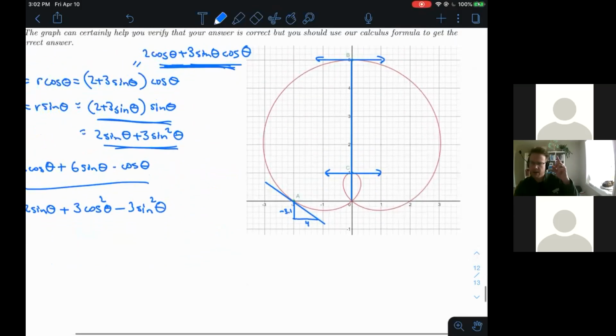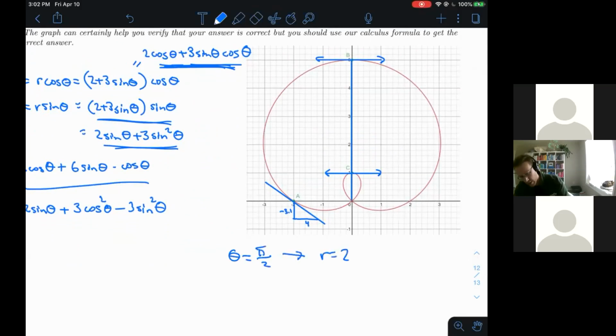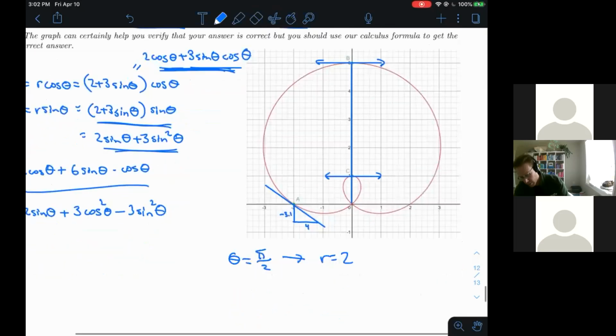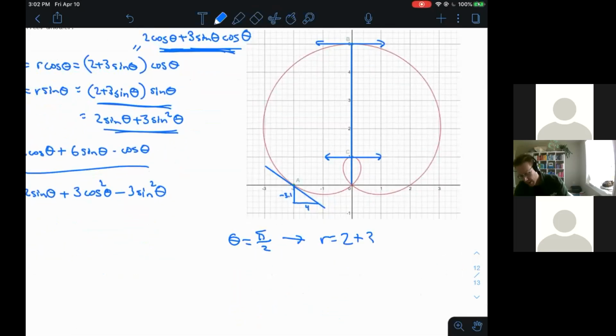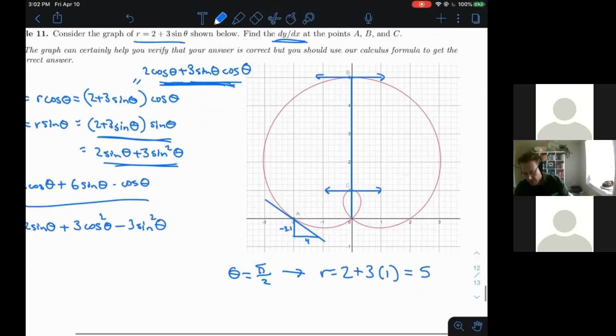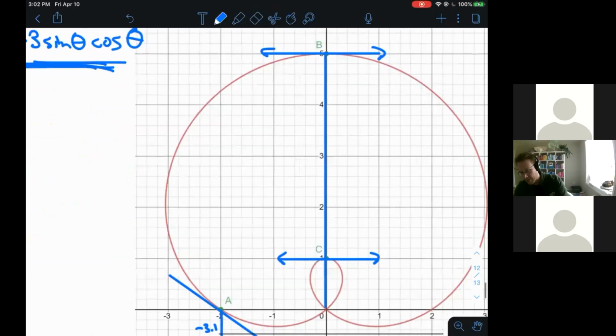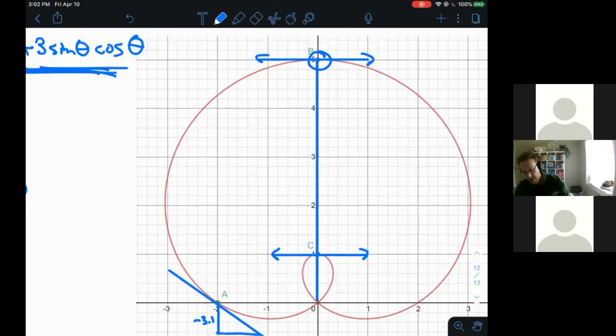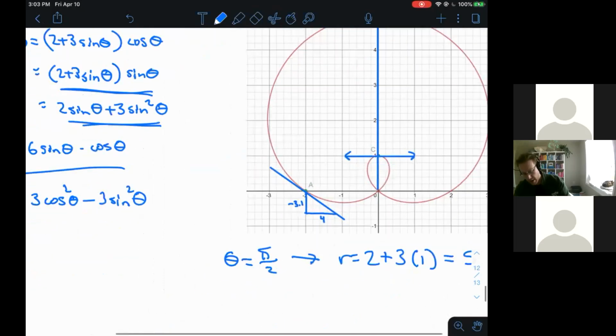Looking straight up, that would be at theta equals pi over 2. So if I do theta equals pi over 2, and I plug that into my equation, I'd get r is equal to 2 plus 3 sine of theta. So sine of pi over 2, that's going to be 1. So this is going to be 2 plus 3 is equal to 5. So at theta equals pi over 2, I need to take 5 steps out. You can see that that's actually the B. So B corresponds with theta equals pi over 2.